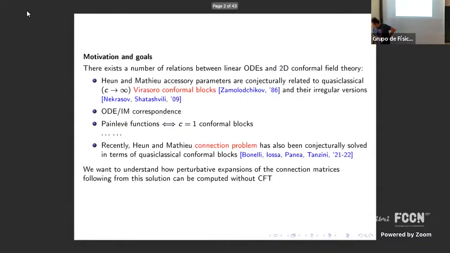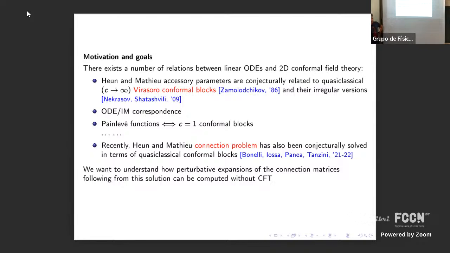So let me first discuss some general context. Since the very discovery of two-dimensional conformal field theory, there have been many connections discovered between this theory and the world of linear and nonlinear ODEs. The first of such connections was probably due to Zamolodchikov in 1986, who conjectured that the accessory parameter problem for the Heun equation can be solved in terms of quasi-classical conformal blocks.